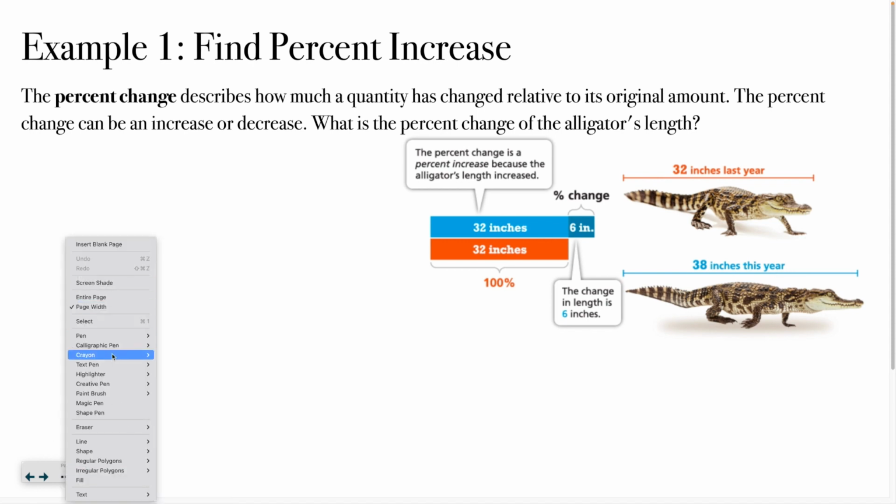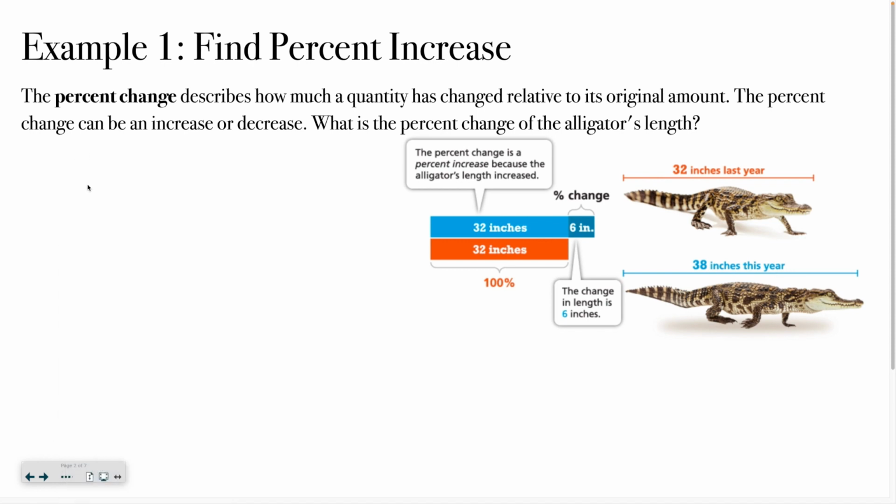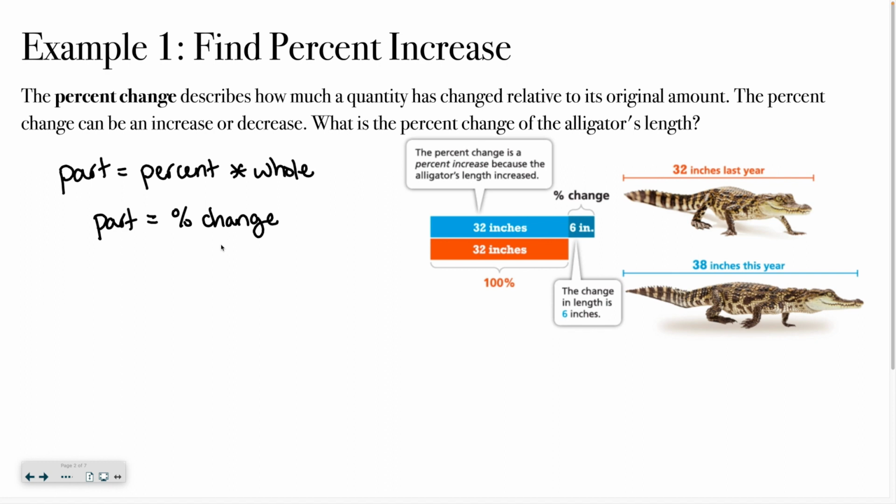So what we do is we can still use that percent equation that we practiced yesterday, where we do part equals percent times whole. Okay, and the part for these problems is the percent change, or I guess not the percent change, it's just the change, my bad. So part equals the number of change.